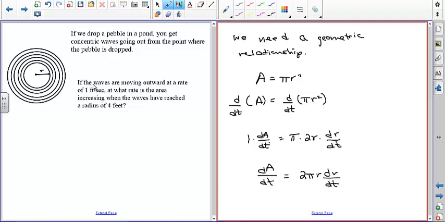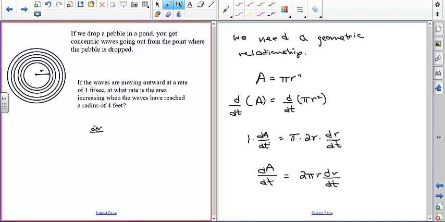So let's read the problem. If the wave is moving outward at a rate of 1 foot per second, that says that dr/dt is equal to 1 foot per second. So that's the rate of increase. And notice it's moving outward, and outward means plus. That's another thing you have to be careful about: whether the information they're giving is a negative rate of change or a positive rate of change. Because this is getting bigger, it's a positive rate of change. Okay, so that's dr/dt.